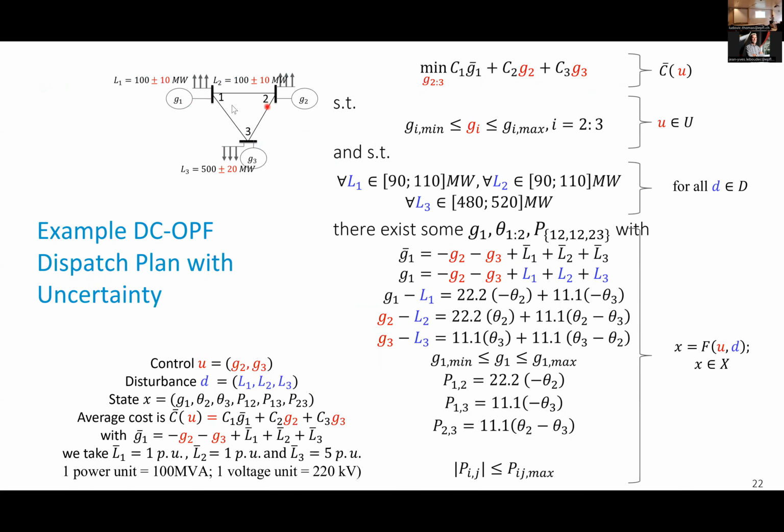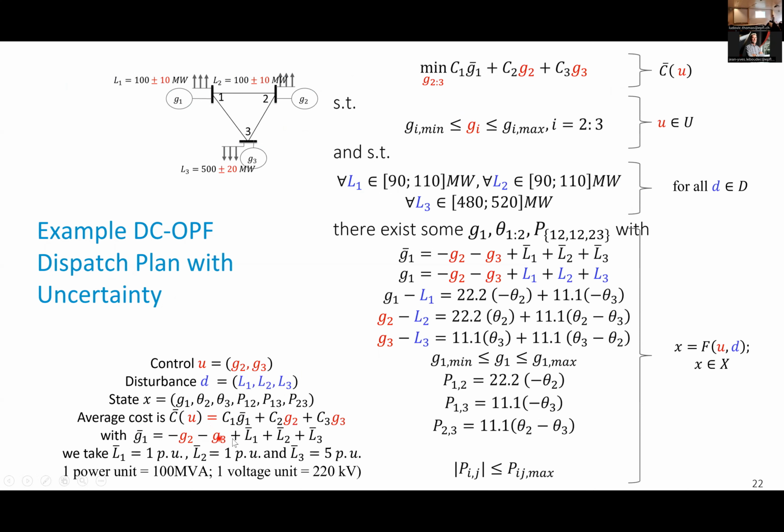This is my problem now with all the constraints due to uncertainty. I need to minimize the average cost. G2, G3 are the values I choose. There's nothing unknown about them. But G1 bar is the expectation of the slack bus value given the values of L1, L2, L3, G2, G3.